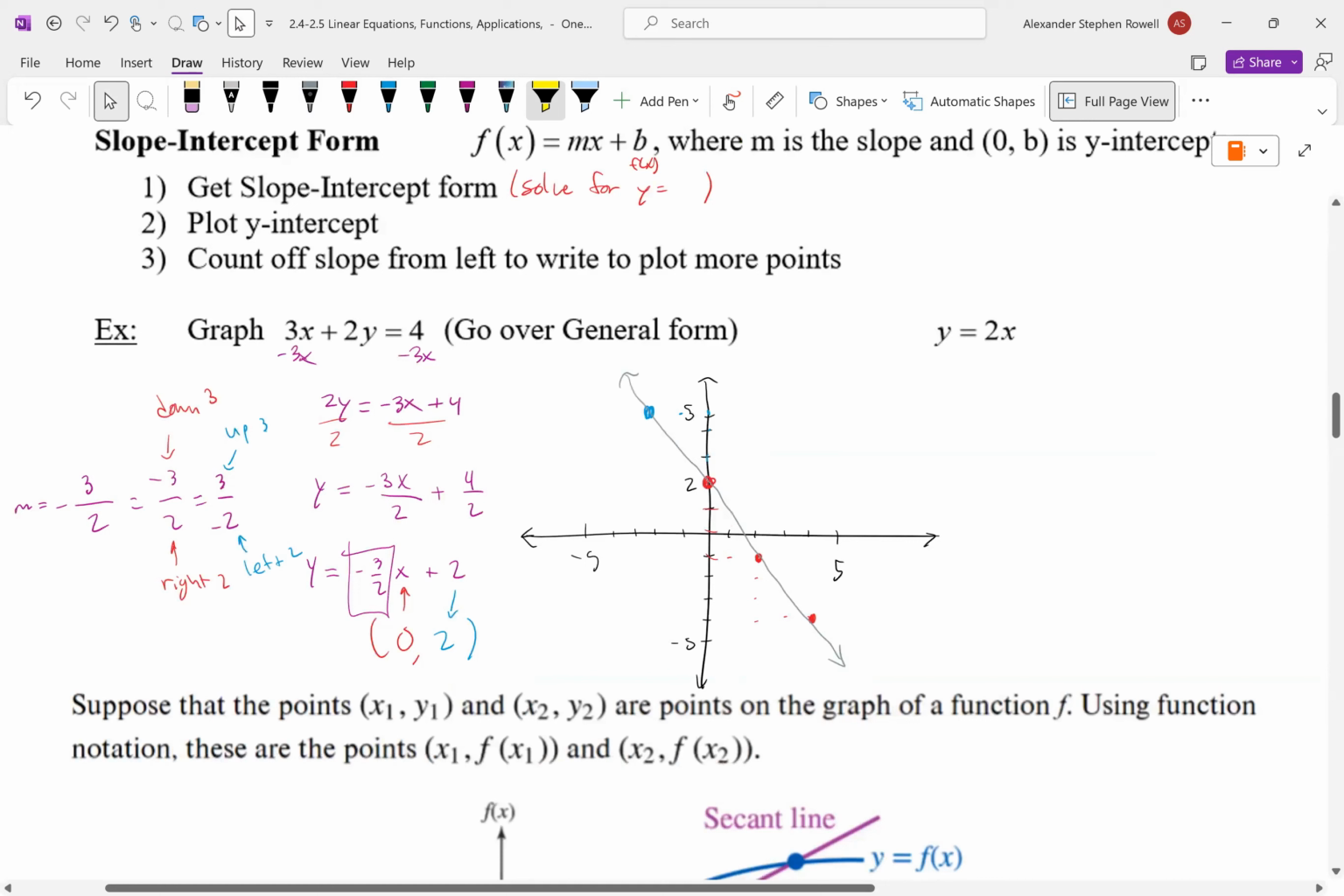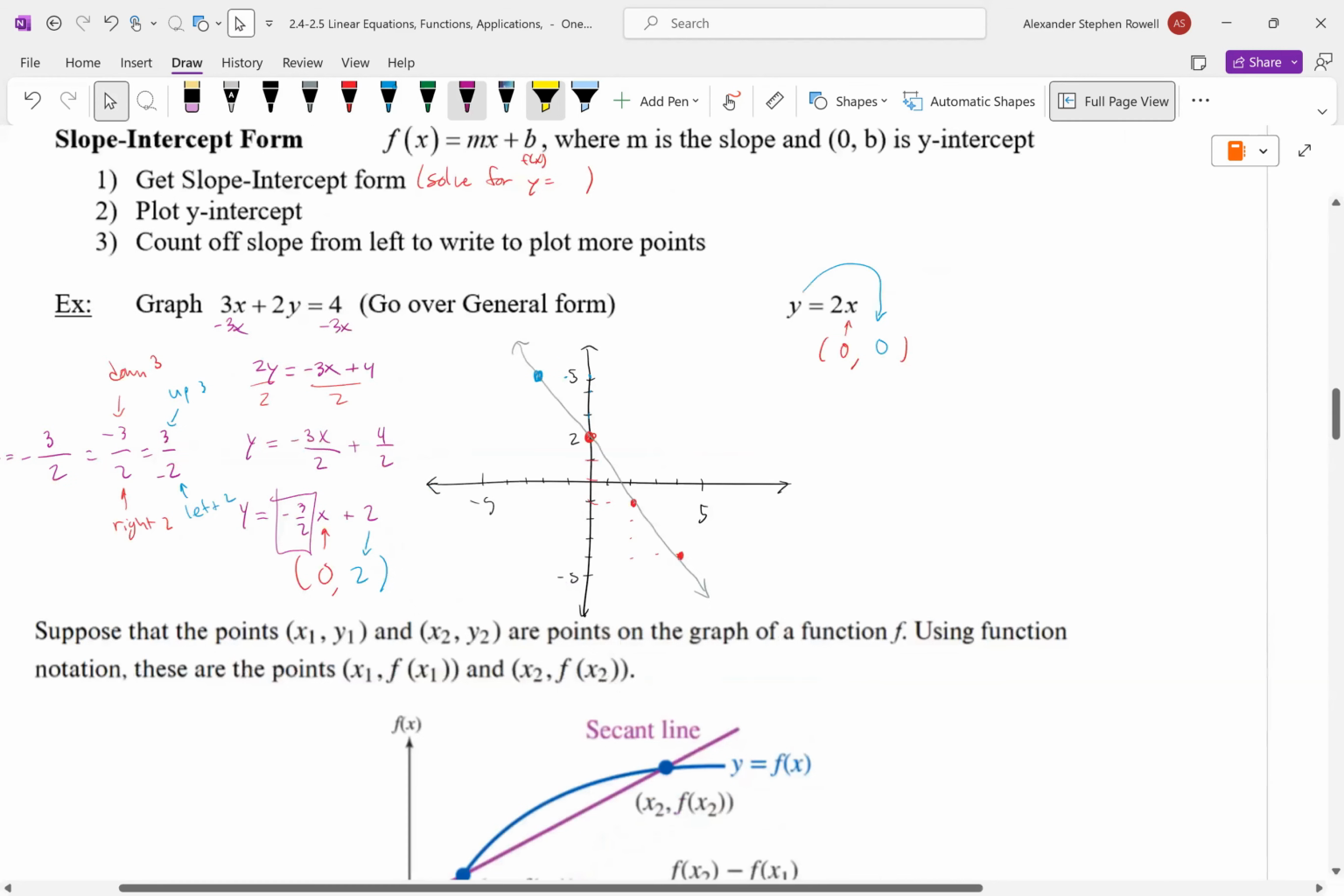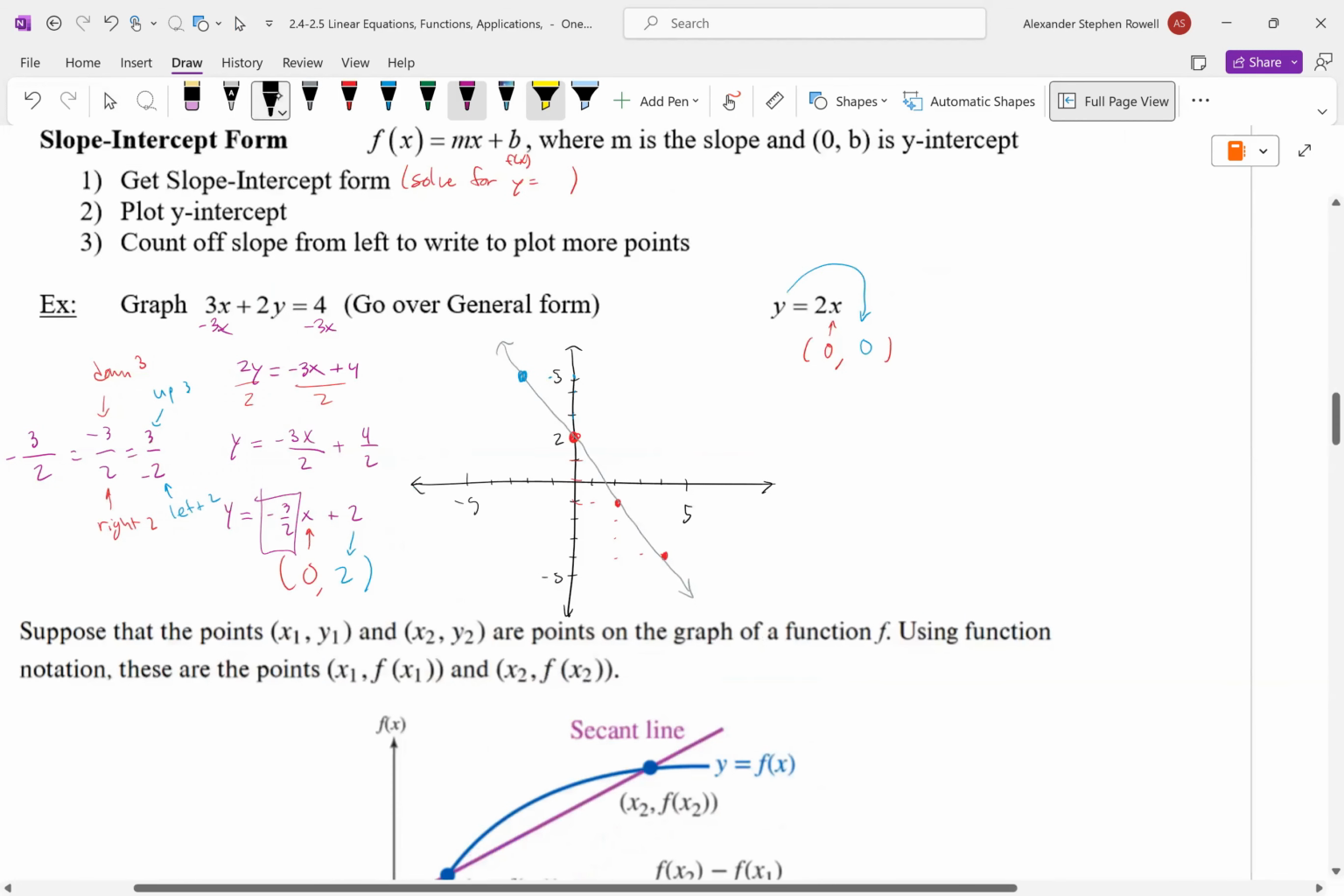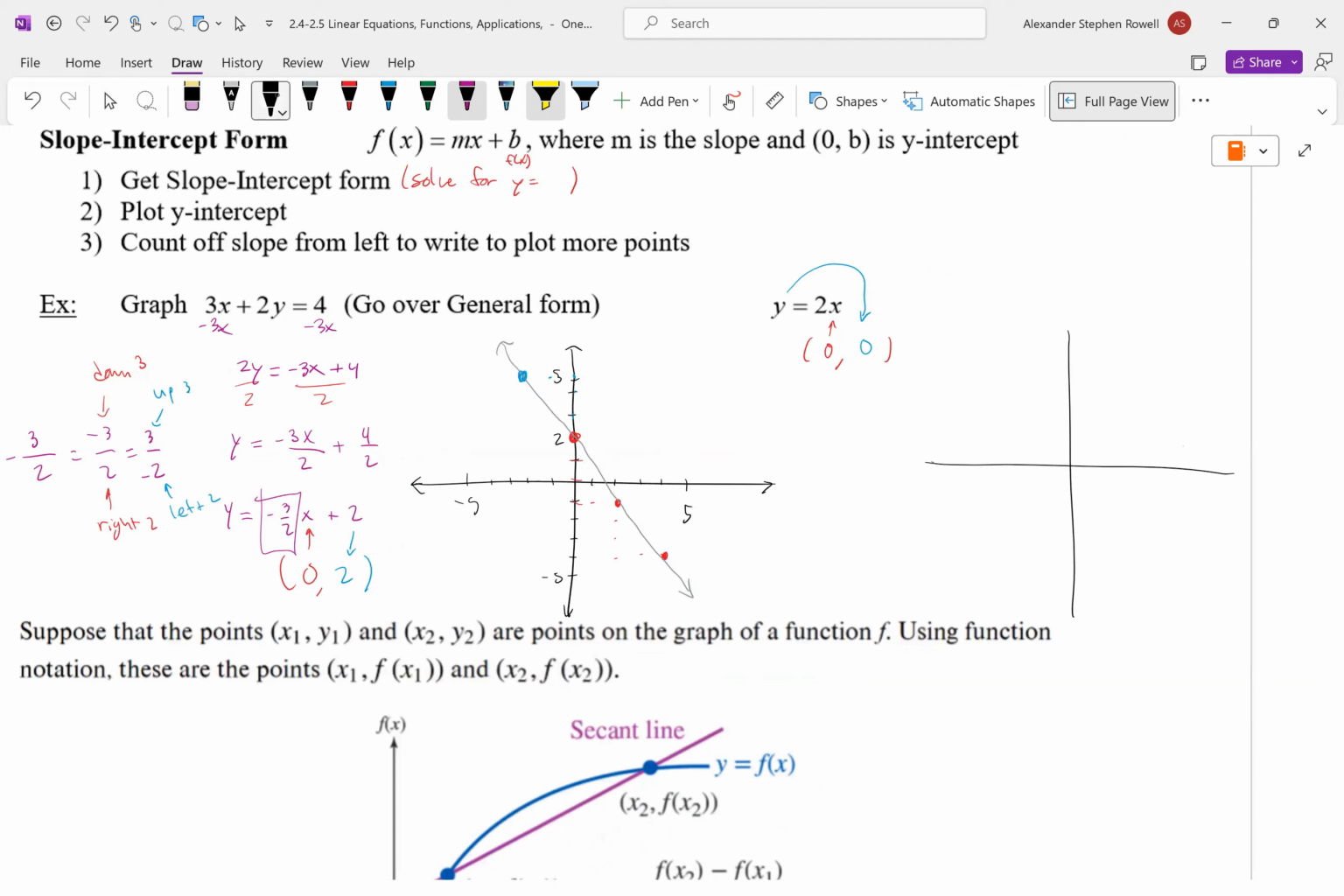So hopefully that's a review, graphing straight lines. How do we graph y is equal to x? What's my y-intercept? If x is 0, yeah, y would be 0. So it passes through the origin. Maybe let's plot that. Let me try to draw perpendicular lines. 1, 2, 3, 4. 1, 2, 3. Okay, we passed through the origin, so let me plot that point.